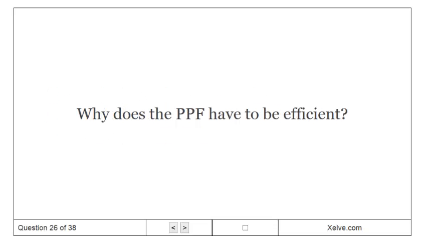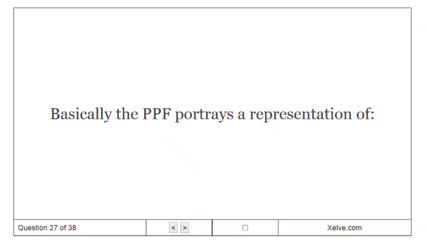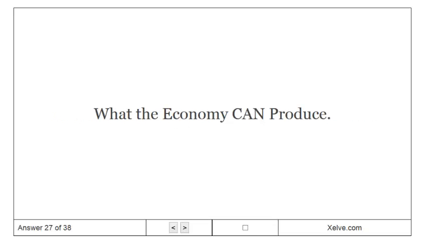Why does the PPF have to be efficient? This is in order to allocate the scarce resources throughout society's measures. Basically, the PPF portrays a representation of what the economy can produce.